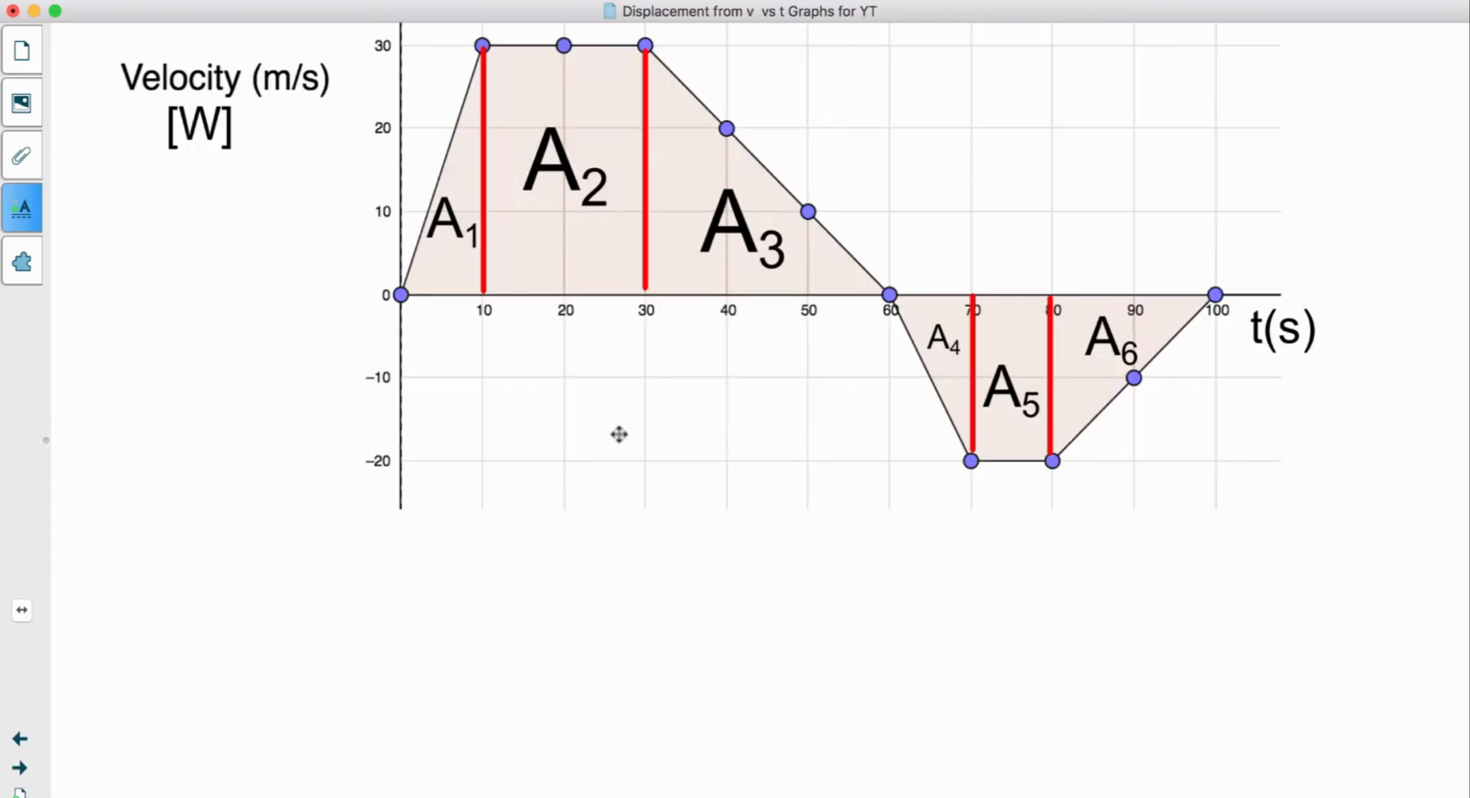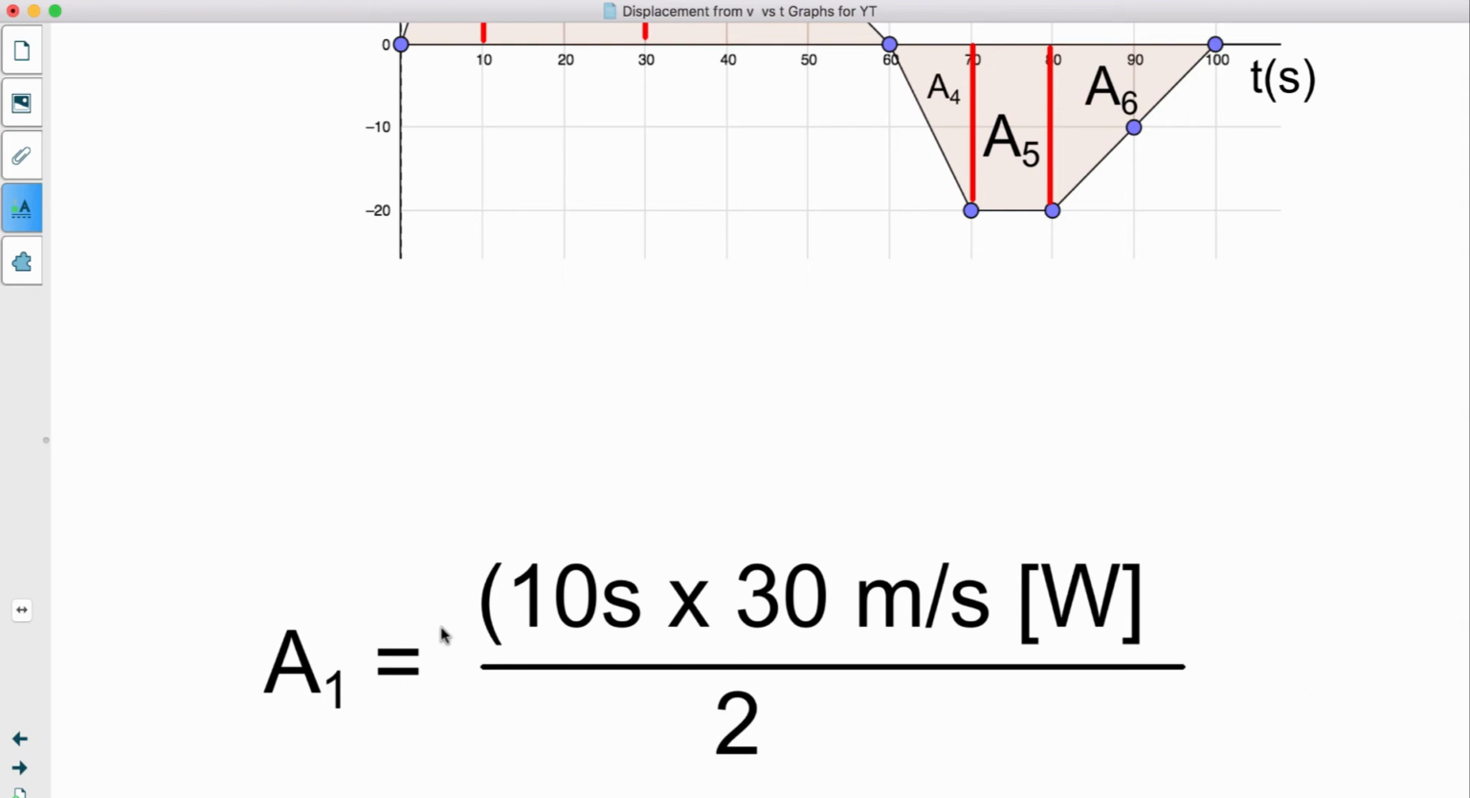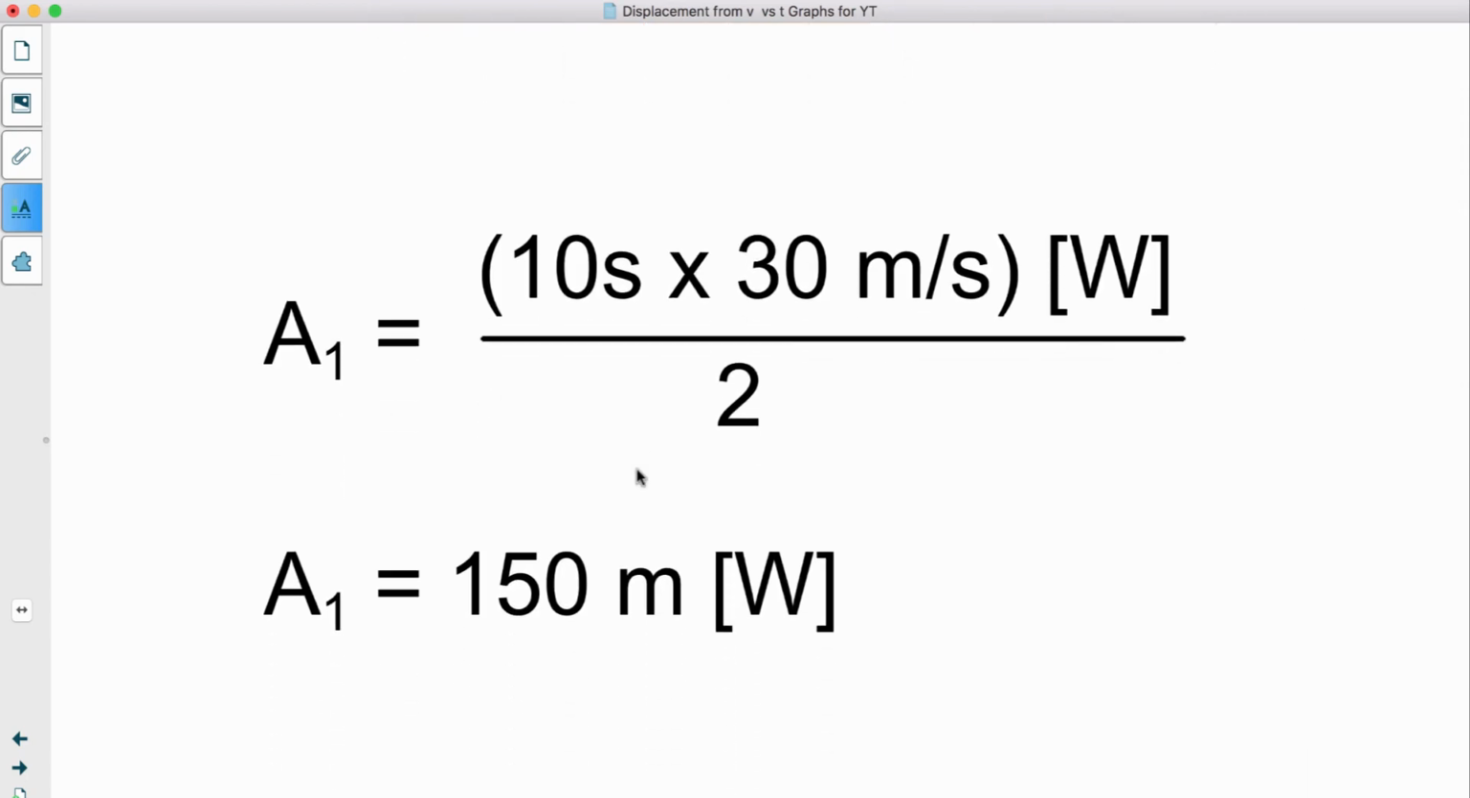You can also have velocity time graphs which have components above the time axis and below the time axis. So I've already divided this into sections that are easy to work with. We've got our triangles and our rectangles, and what we're going to do is the exact same thing as before, find the area for each section. So for A1, base is 10 seconds, height is 30 meters per second. It's a triangle. So area is 1/2 base times height, which will give us 150 meters west.